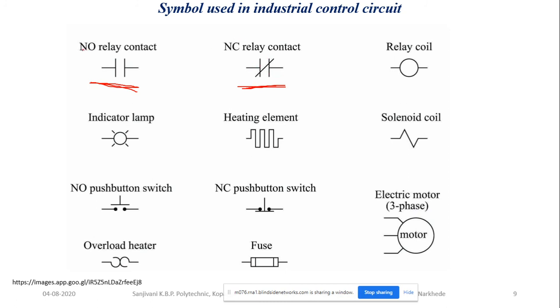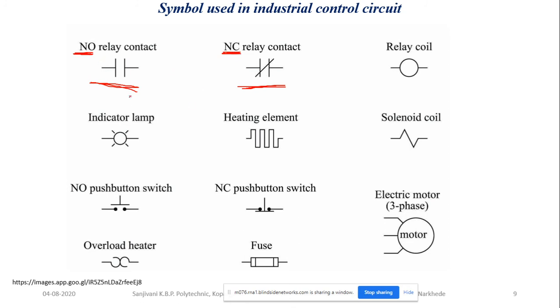What is the meaning of normally open and normally closed? Normally open means that when the system is de-energized, these contacts are open. When the system is de-energized means when the supply is not given to the system. These are called normally open contacts. Second, NC: in the de-energized state of the system, if the contacts are closed, then these are called normally closed contacts.